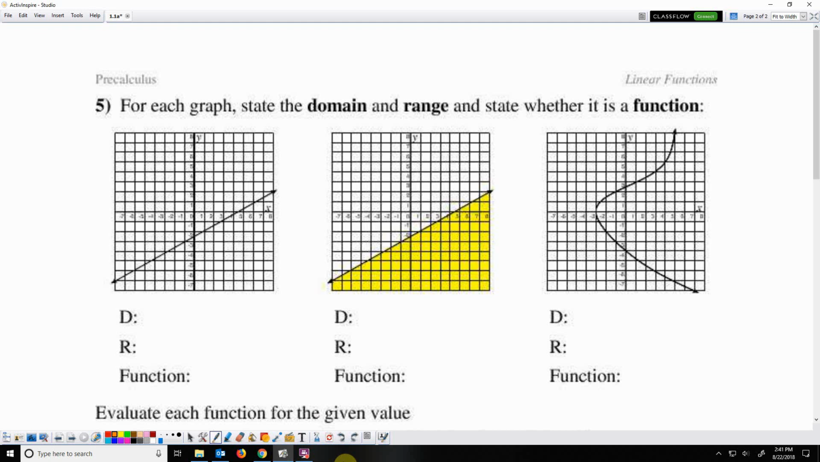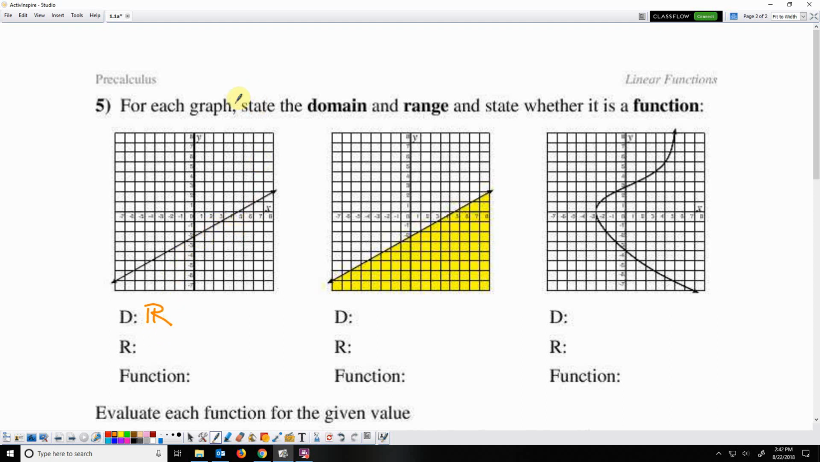On number 5, for all 3 of these graphs, we're going to decide whether or not they are a function. We're also going to find their domain and their range. So let's do domain first on this one. Left to right, this is going to go infinitely in both directions. It doesn't skip anything, so the domain is all real numbers.